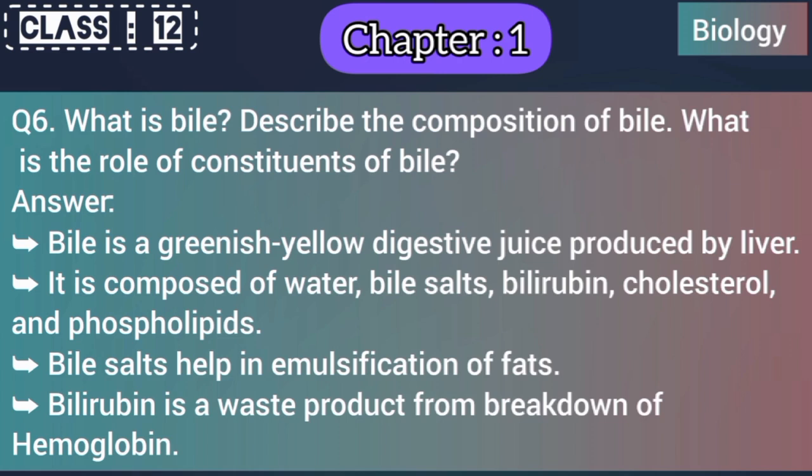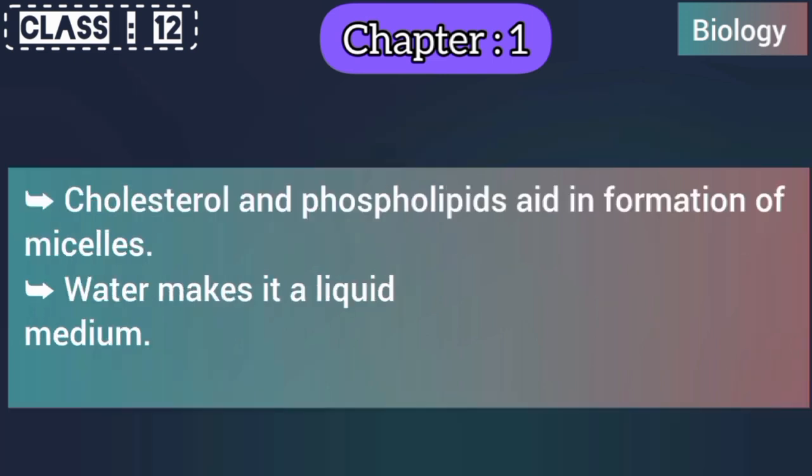It is composed of water, bile salts, bilirubin, cholesterol, and phospholipids. Bile salts help in emulsification of fats. Bilirubin is a waste product from breakdown of hemoglobin. Cholesterol and phospholipids aid in formation of micelles. Water makes it a liquid medium.